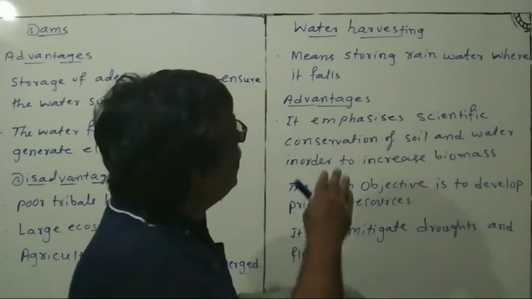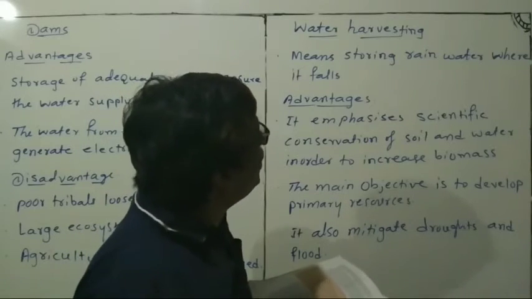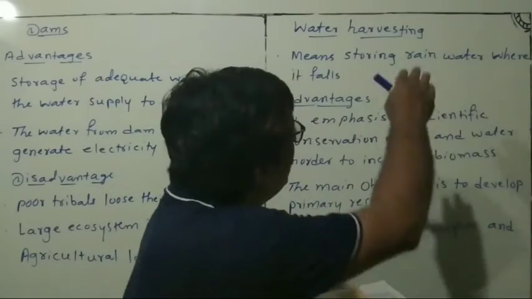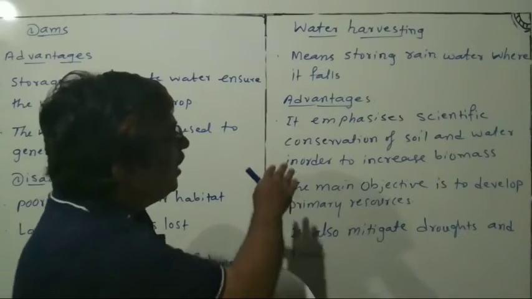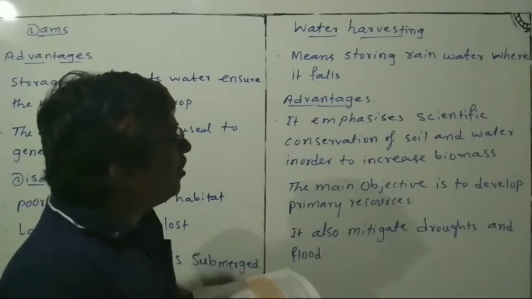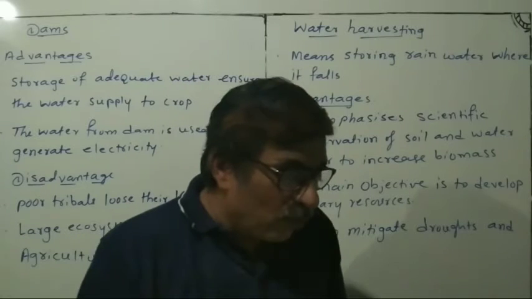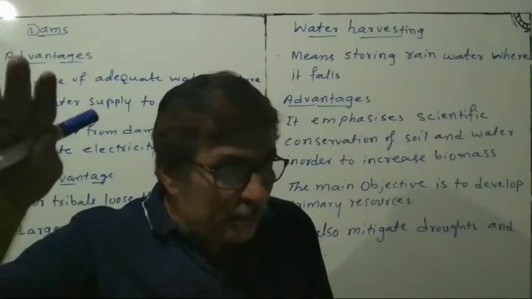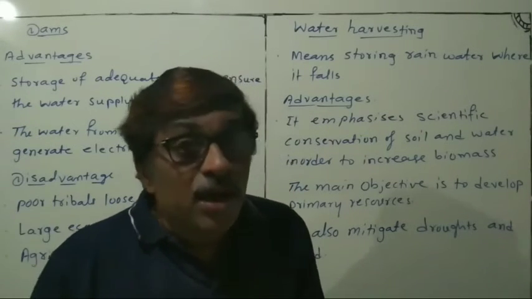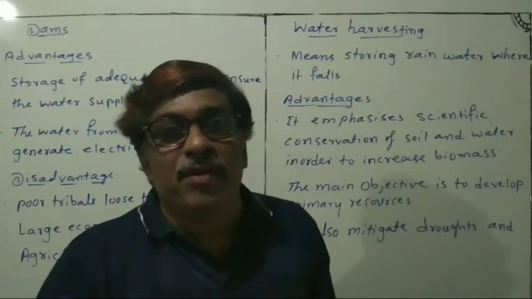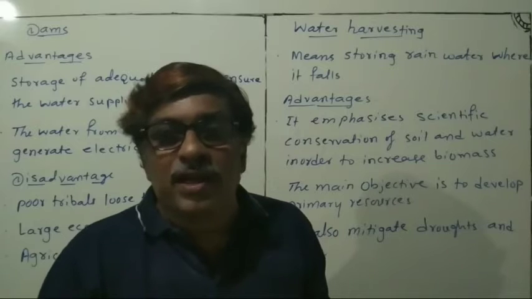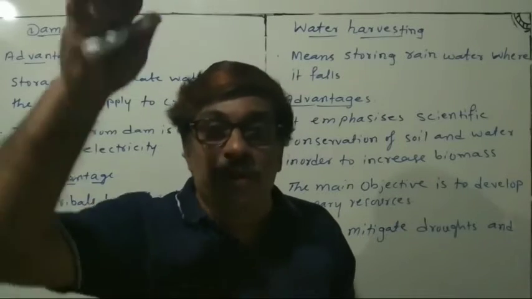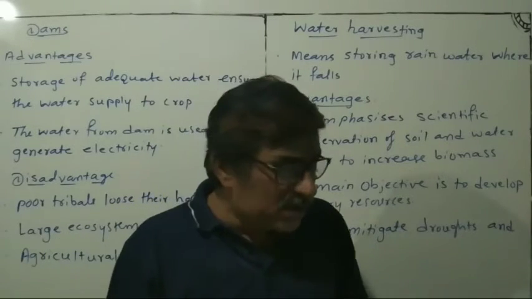Now you will see water harvesting. What is water harvesting? It means storing the rainwater wherever it falls or wherever it runs away. Here you see the advantages. Watershed management, meaning a region of land in which water flows, emphasizes scientific conservation of soil and water in order to increase biomass production. Wherever the water is allowed to stay, the nearby areas produce plants, and leaves fall, so biomass is produced.